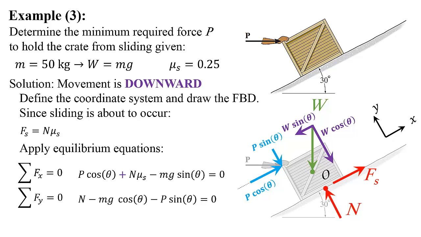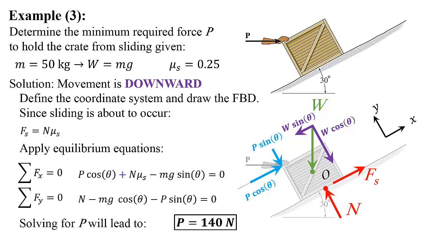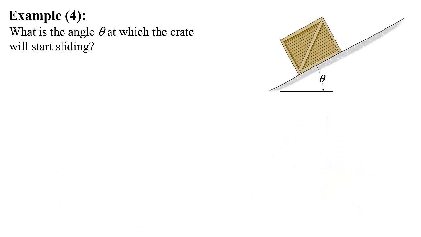Solving for P, I will have P of 140 newtons. Now let's take a look at the fourth example. I'm having this crate on an inclined surface with an unknown angle. I'm asking what is the angle theta at which the crate will start sliding.